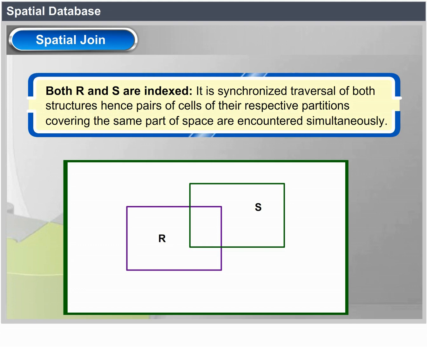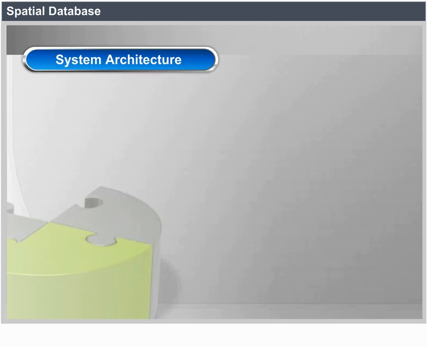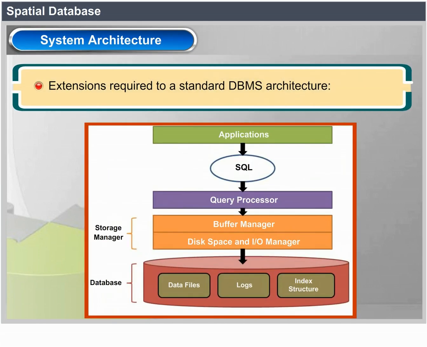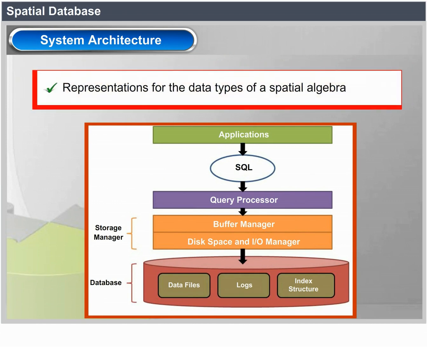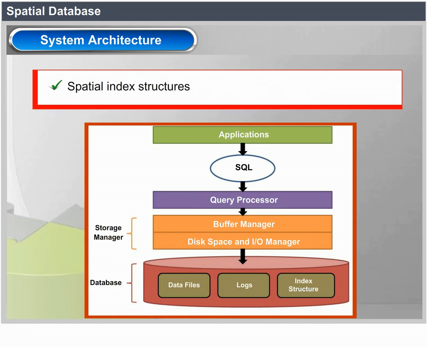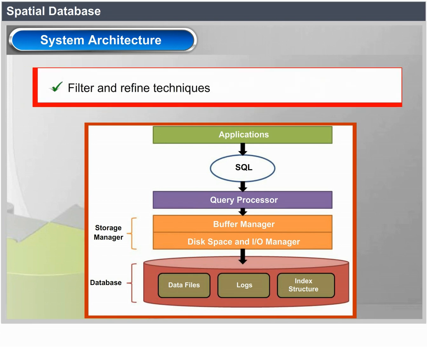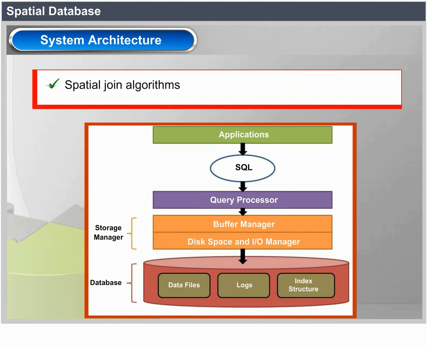System architecture. Extensions required to a standard DBMS architecture. Representations for the data types of a spatial algebra. Procedures for the atomic operations, for example, overlap. Spatial index structures. Access operations for spatial indices, for example, insert. Filter and refine techniques. Spatial join algorithms. Cost functions for all these operations.